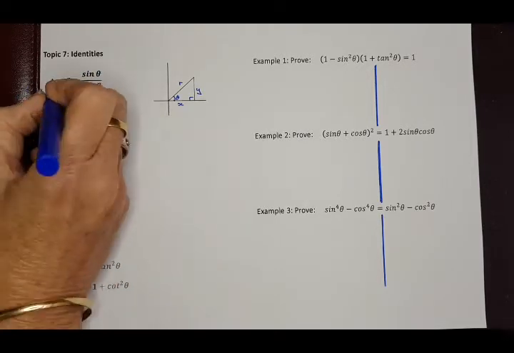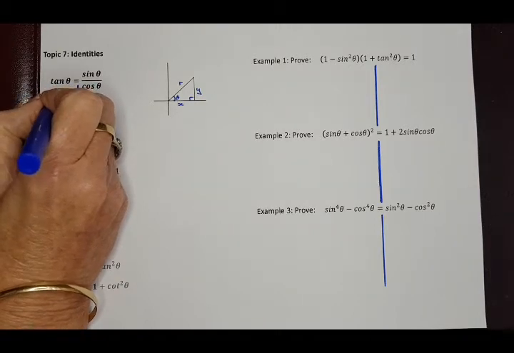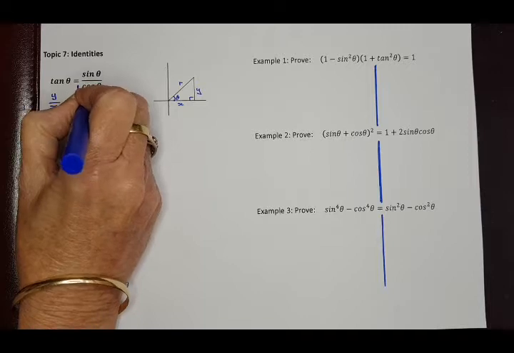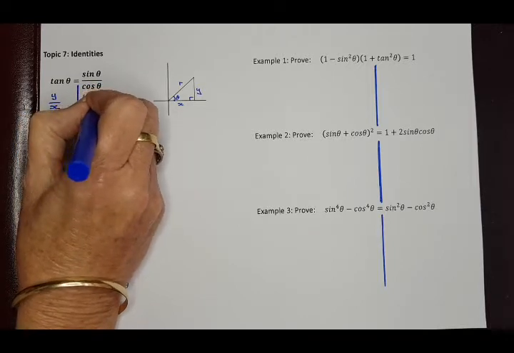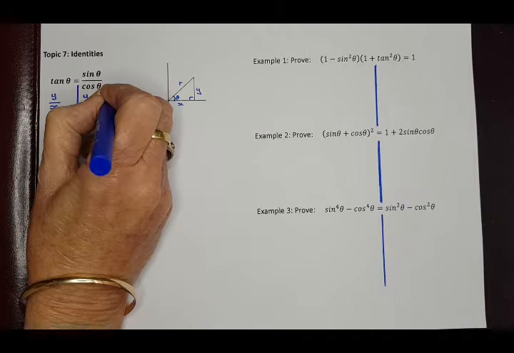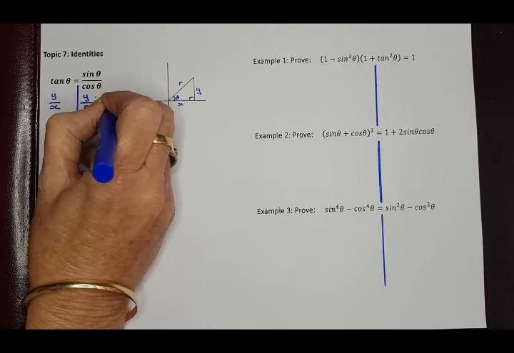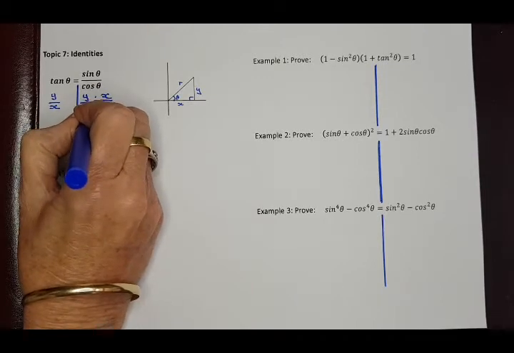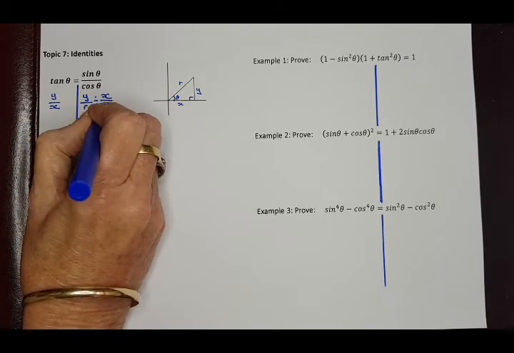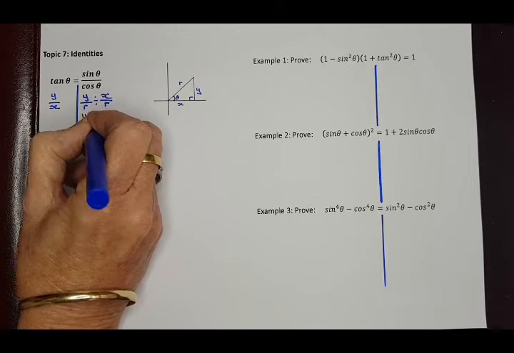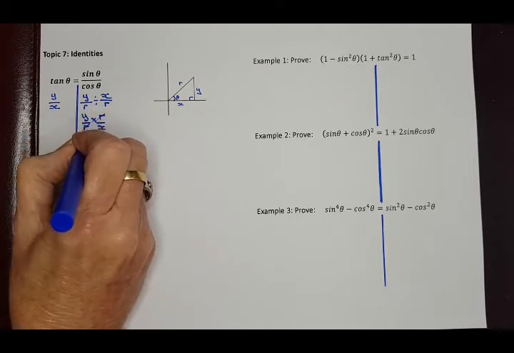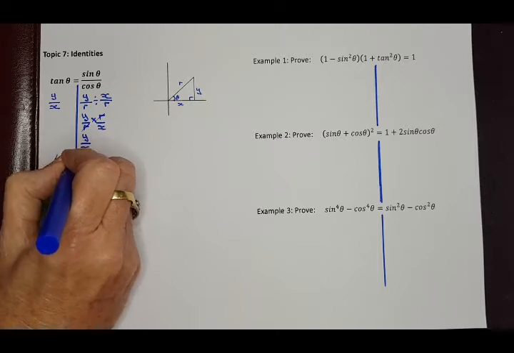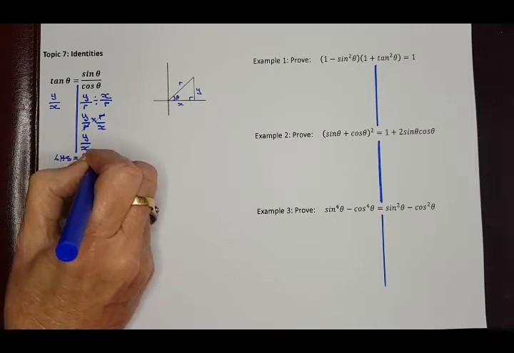So in terms of x, y, and r, tan theta is y over x. Sine theta is y over r, and we are dividing by cos theta, which is x over r. You know that when you divide by x over r, you are going to invert and multiply, tip and times, our r's are going to cancel, and we land up with y over x. In other words, our left-hand side is equal to our right-hand side.